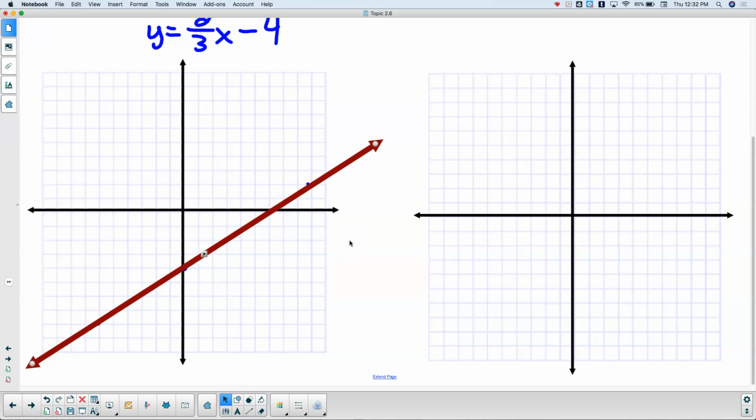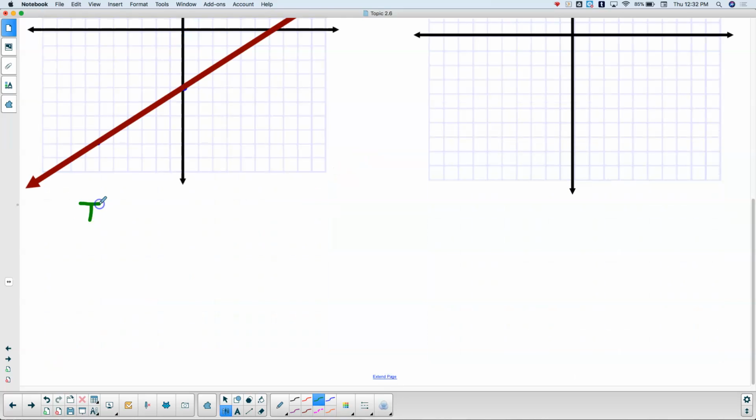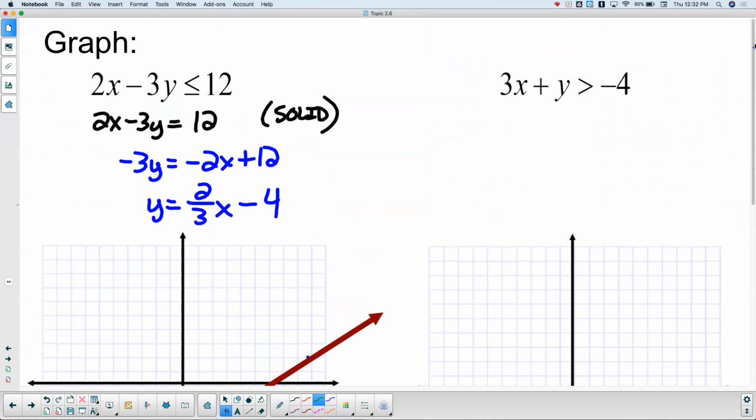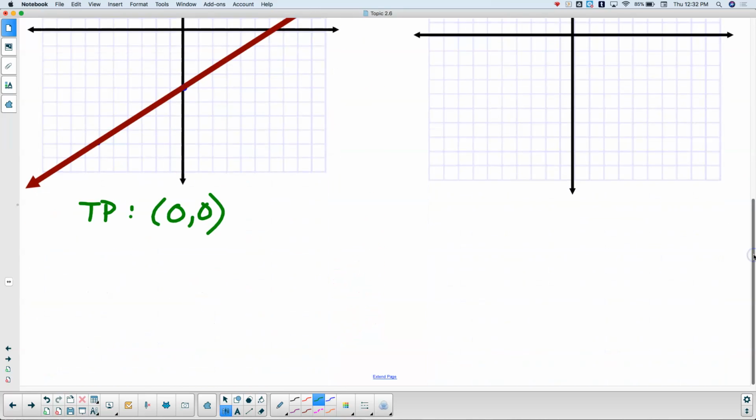Okay. Did not go through the origin. So I'm going to use that as my test point. The question I had answered before is which equation do you go back to? And I always go back to the original equation. So if I use the origin, anything with an x goes away. Anything with a y goes away. So that leaves me with 0 minus 0, which is 0. And is 0 less than or equal to 12? That is a true statement.